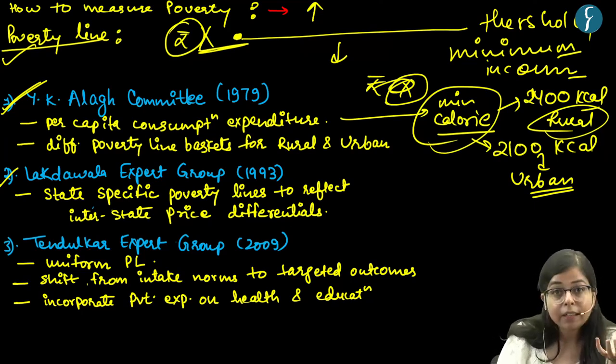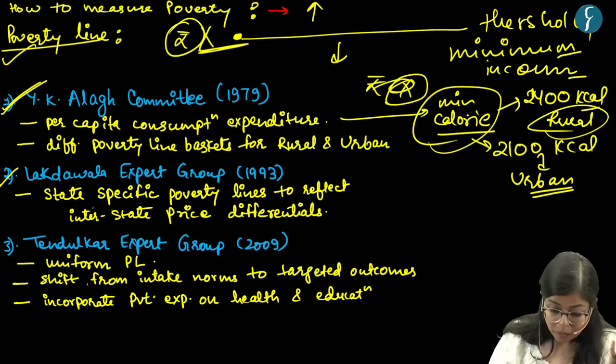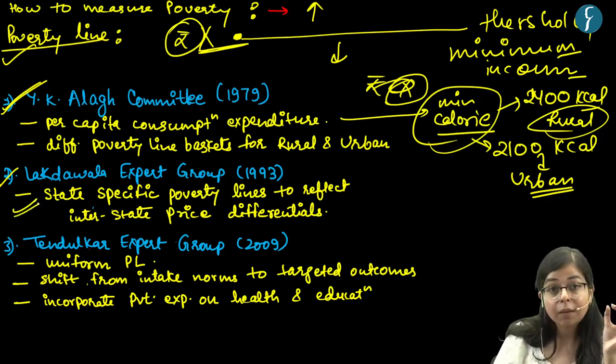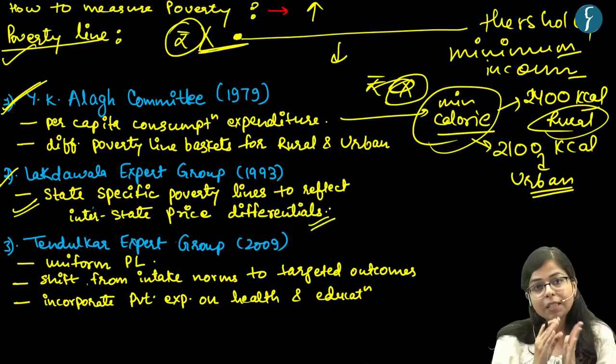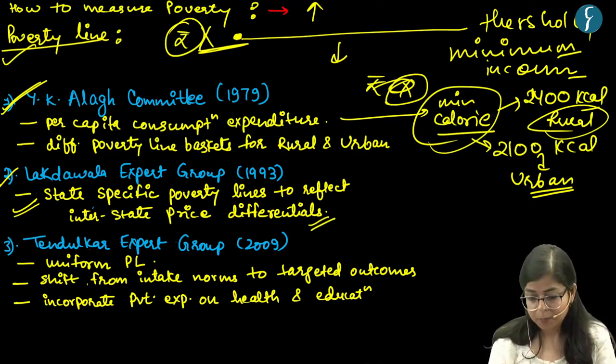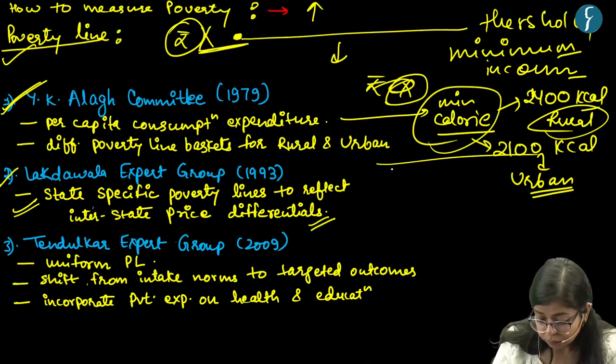Now, what was different in this committee was that this earlier definition of minimum calorie requirement was retained, right? But the difference was that this committee advised a state-specific poverty line to reflect interstate price differential. Now, what does this mean? That there should be a state-specific poverty line in the country. Now, let us understand this with the help of an example.